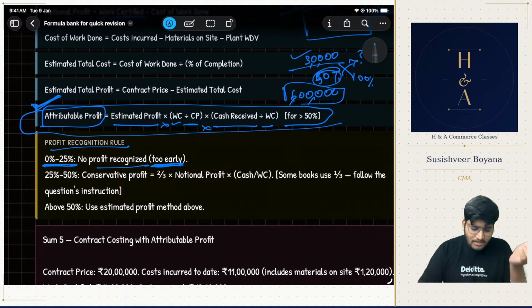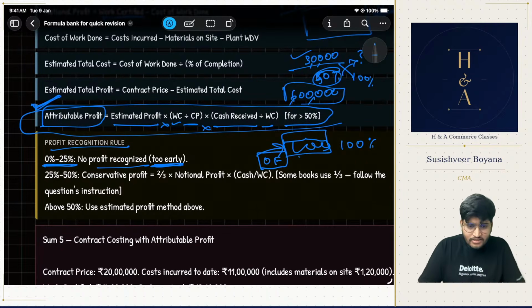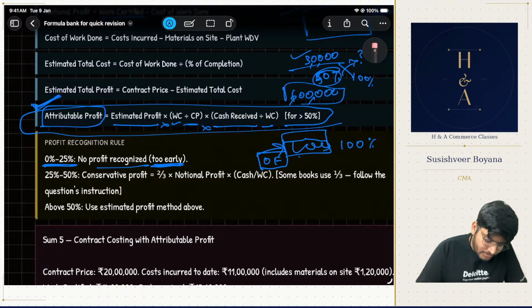For example, I want to set up a plant. For this plant to be set up, when I bring in a lot of machinery to fill the plant, it is all outflow. Am I done, completed 100%? No. Initially, when there is outflow, do I get to book any profit? Do I even see any revenue generation right away? Probably not, right? That is what 0 to 25% tells us. It is too early to recognize any profit.